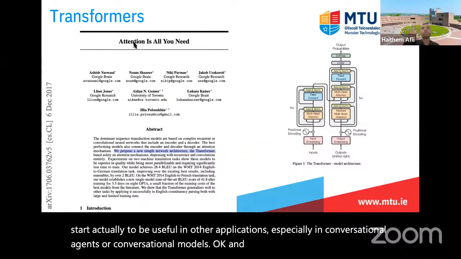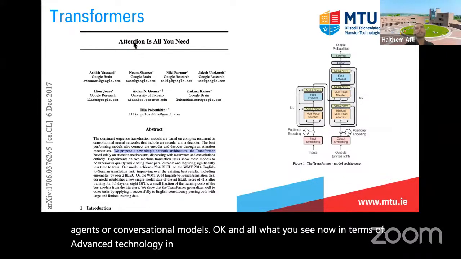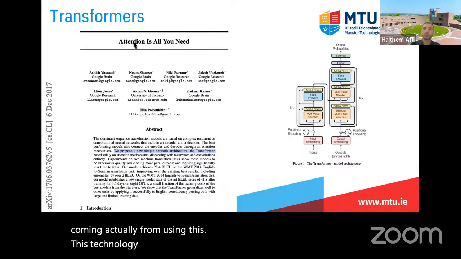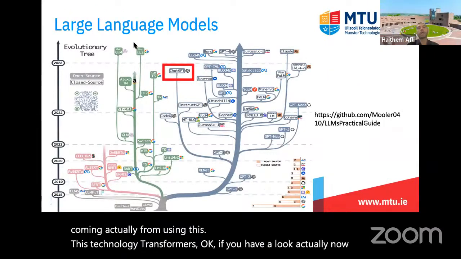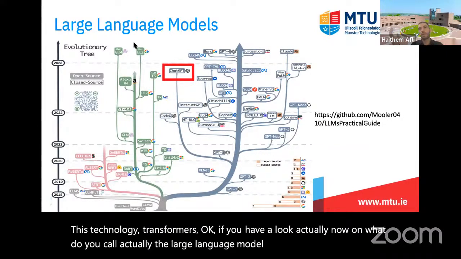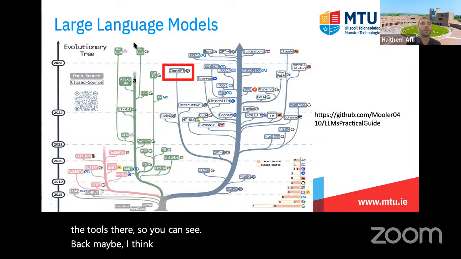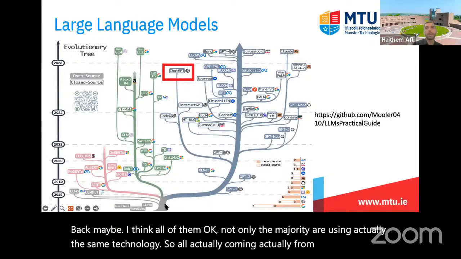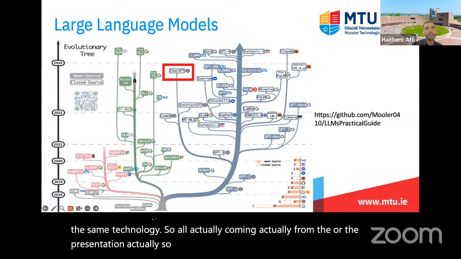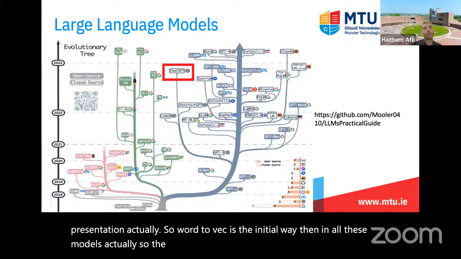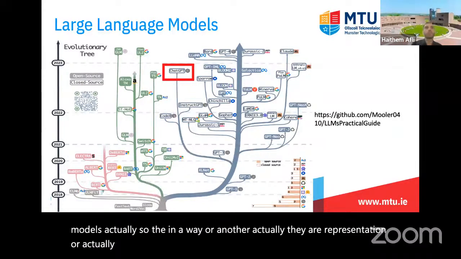And all that you see now in terms of advanced technology in conversational agents and chatbots and so on is coming from using this technology, the transformers. If you have a look now at what we call the large language model explorer, or the tools there, you can see that maybe all of them, not only the majority, are using the same technology. So all of it is coming from word representation. Word2vec is the initial way. Then in all these models, in one way or another, they are representations, or they are using transformers.